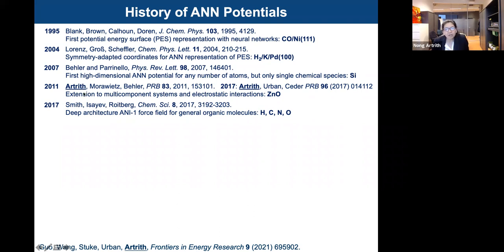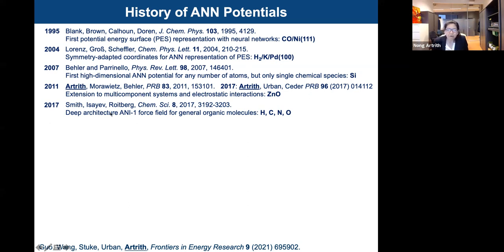And then when I joined Professor Behler's group, together with my colleague Tobias Morawietz, we extended the method to multi-component systems and also included electrostatics. We demonstrated the capabilities of the neural network potential with zinc oxide, which also describes the charge transfer in the system. But then in 2017, the multi-component system based on Behler-Parrinello that we discussed was not enough to describe the real complex systems that I work on with Professor Ceder. Battery systems have many different chemical species. So we extended the method so that, for example, we can describe even 11 chemical species.